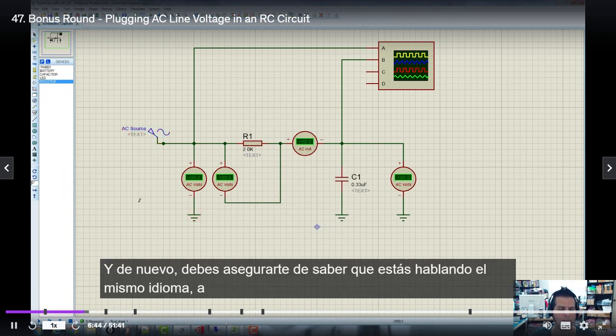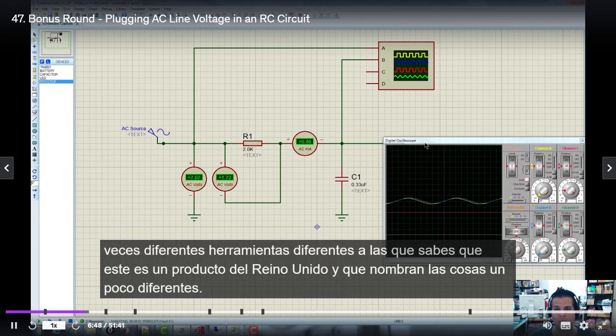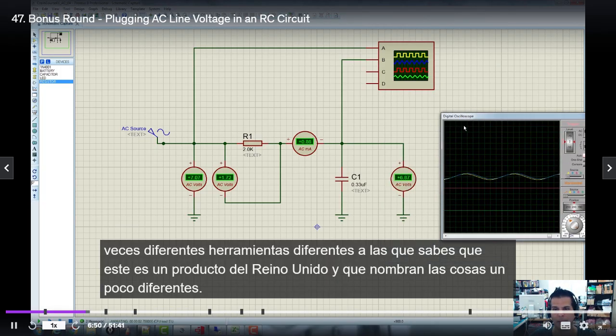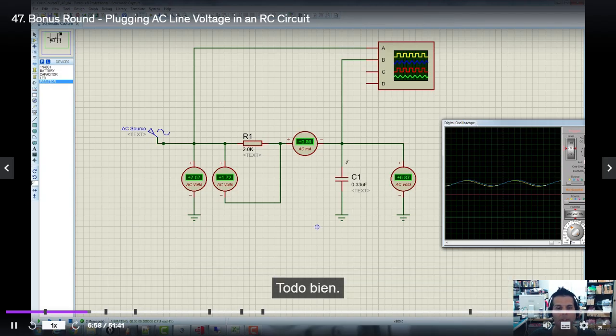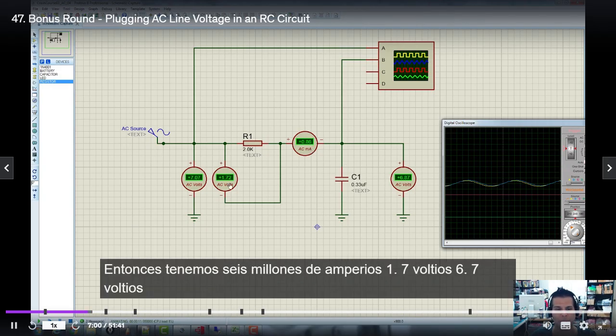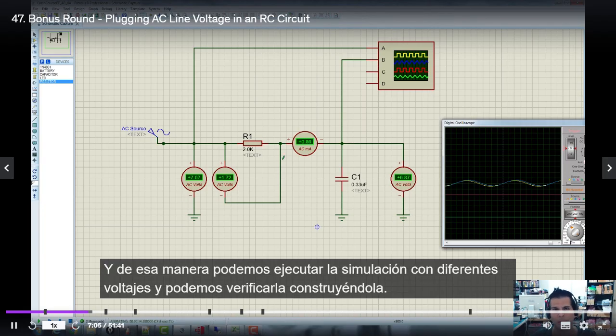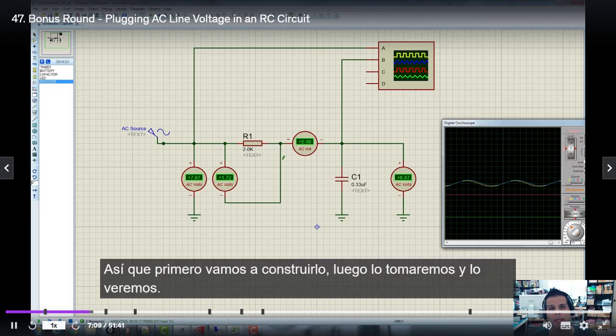Okay, so now we've got the correct value in there. And again, you've got to make sure you're speaking the same language. Sometimes different tools name things differently. This is a UK product, and they name things a little bit differently. They spell colour C-O-L-O-U-R. We spell it C-O-L-O-R. Same kind of thing. All right, so we got 0.86 milliamperes, 1.72 volts, 6.87 volts. Anyway, we can run this simulation with different voltages, and we can verify it by building it. So we're going to first build it, then we're going to take it over and run AC through it. All right, so let's stop this.